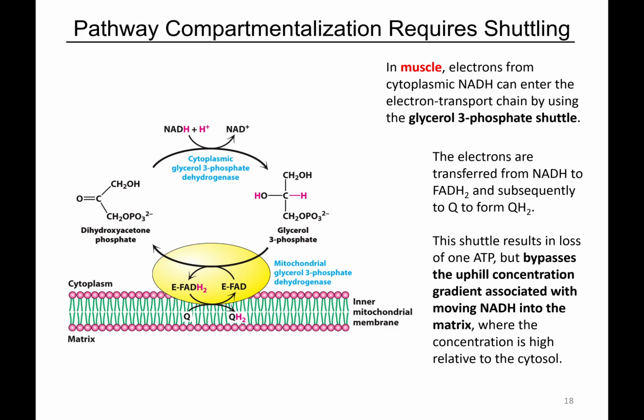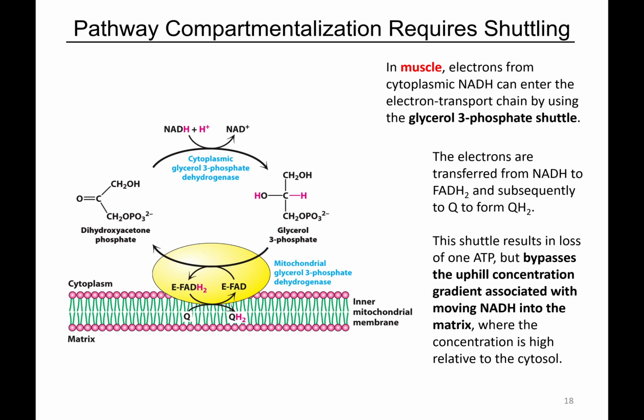So using this shuttle, we enter the electron transport chain at coenzyme Q. That's important because we bypass complex 1 and complex 2, which means we bypass 4 proton pumping, right? So we miss out on the 4 protons from complex 1. But this shuttle also prevents the need to pump NADH into the matrix, which energetically is very, very difficult, right?